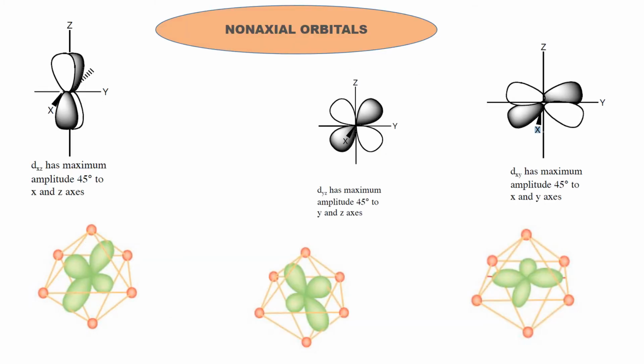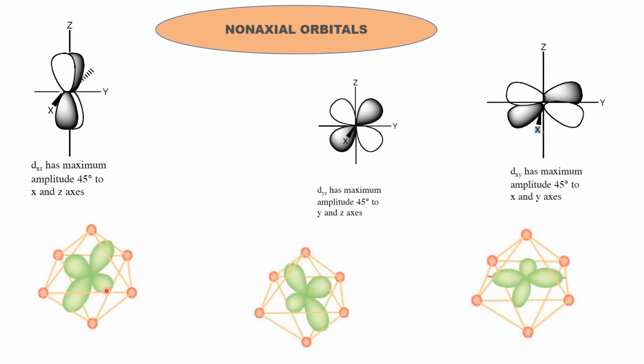Now we are considering the non-axial orbitals, that is dxz, dyz and dxy orbitals. We know the dxz orbital has maximum amplitude 45 degrees to the x and z axis. The dyz orbital has maximum amplitude 45 degrees to the y and z axis. And likewise, the dxy orbital has maximum amplitude 45 degrees to the x and y axis. Here you can see the metal d orbitals are in between the axes.